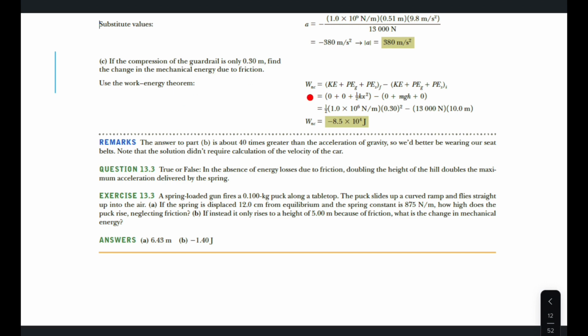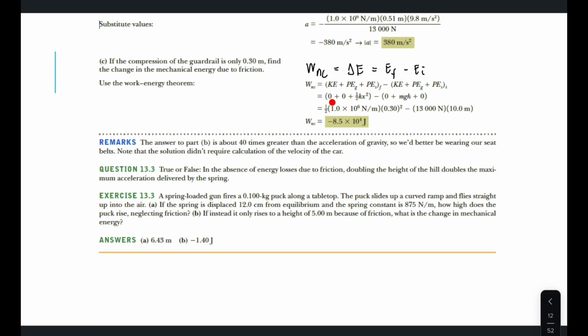So based on the work energy theorem, W_NC is equivalent to delta KE, delta E, or E final minus E initial. Now we are going to calculate the W_NC, the work done due to the friction. So we have, this is E final.